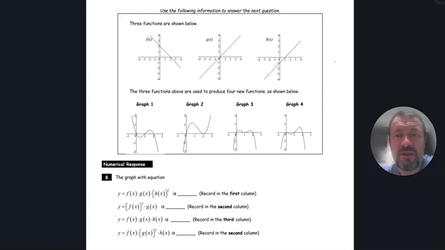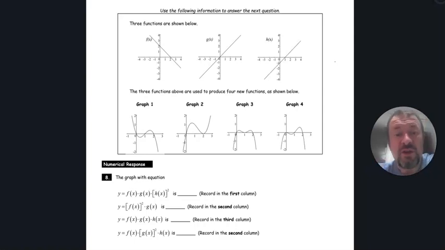All right, hi everybody. So for this question, we're supposed to use the top three functions here, f of x, g of x, h of x, and put them together in unique ways to produce graphs 1, 2, 3, and 4. Down below, the question gives the graph with the equation, and then we've got some examples, so we just have to mix and match them here.